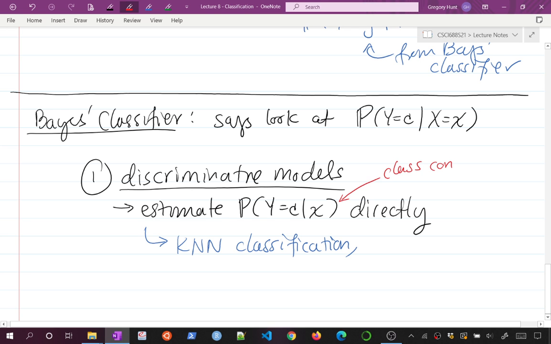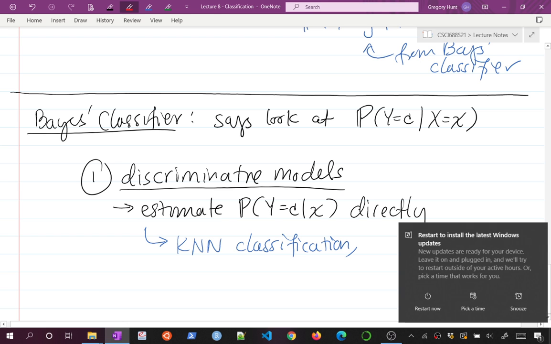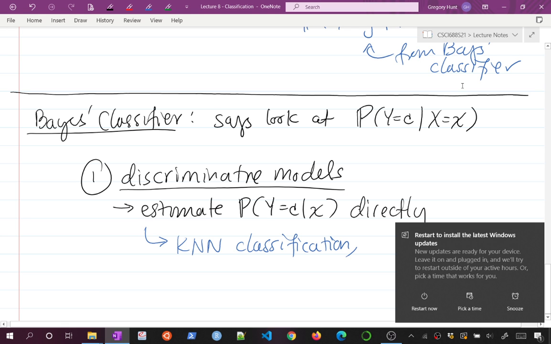Is that right? You know what? Let's back up. That is for the other model. Sorry. Yeah. Well, let's not do that.